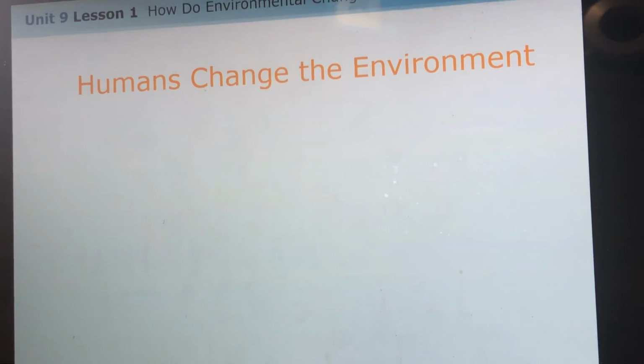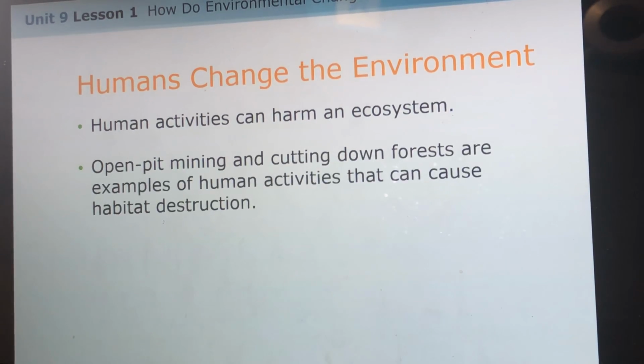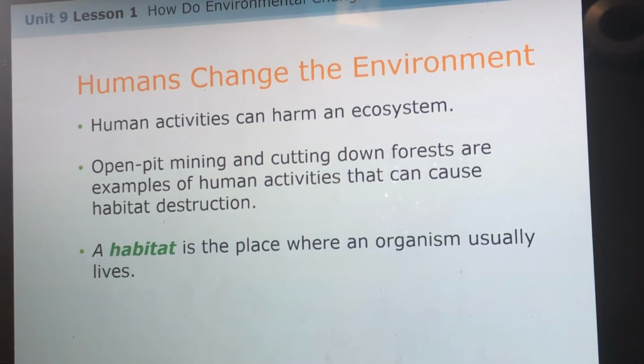Okay, so humans change the environment. Now, human activities can harm an ecosystem. For example, open pit mining, cutting down forests. These are examples of human activities that can cause habitat destruction. A habitat, new vocabulary word by the way, is the place where an organism usually lives.